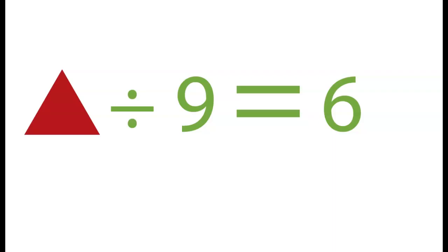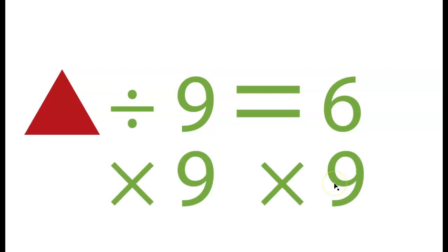Alright, now what do we do when we see division in some kind of an equation? Well, we know that multiplication undoes division, so pretty simple, right? We're just going to multiply both sides by 9.